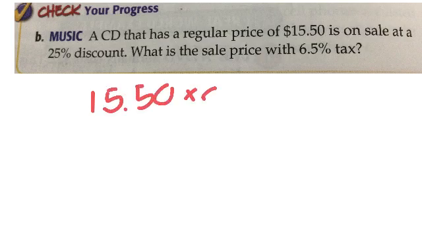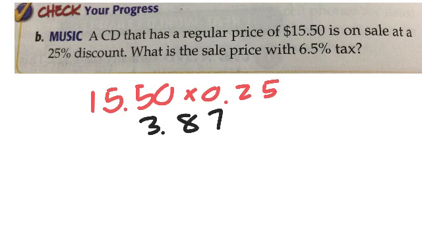Yeah. And then 3.87. Okay. And then is it 3.87 or 3.875? Okay. And so we need to round. So if I've got 3.875, then the 5 would tell the 7 to round up. So it should be 3.88 instead of 3.87. Okay.